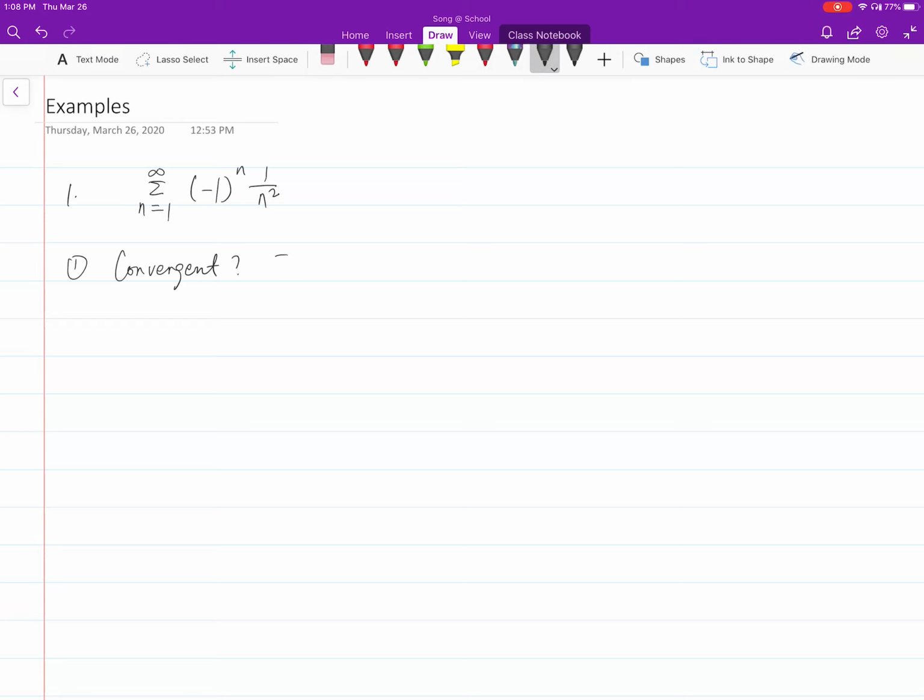According to the alternating series test. Great. Is this one absolutely convergent?